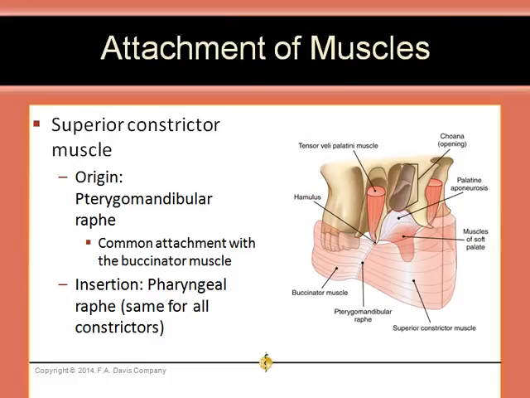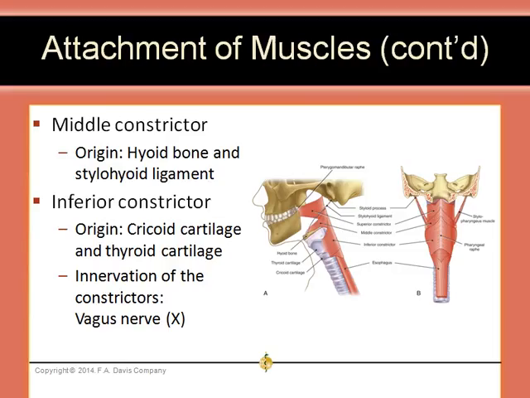The superior constrictor muscle originates in the pterygomandibular raphe, which has a common attachment with the buccinator muscle. It inserts in the pharyngeal raphe, as do all of the constrictors. The middle constrictor originates on the hyoid bone and the stylohyoid ligament. The inferior constrictor originates on the cricoid cartilage and the thyroid cartilage. All of the constrictors are innervated by the vagus nerve.